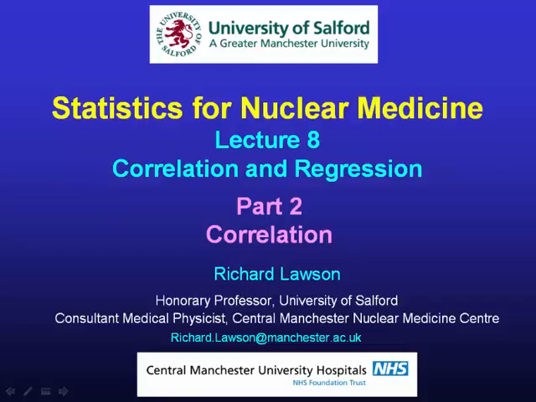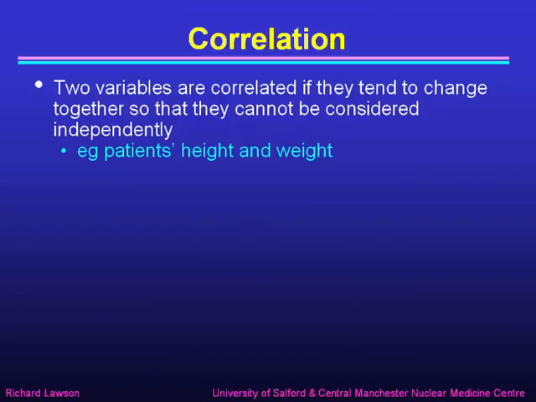This is part 2 of my lecture on correlation and regression, and I'm going to be talking about correlation. Two variables are said to be correlated if they tend to change together, so that they can't be considered independently, because when one changes, the other changes as well. An example of that might be patients' height and weight, because tall patients tend to also be the heavier ones, whereas short patients tend to be the light ones. So height and weight change together.